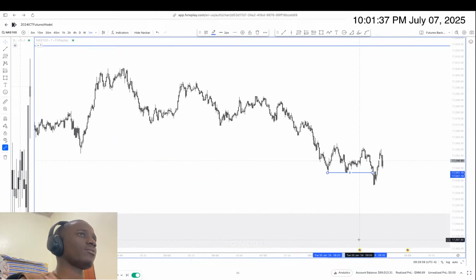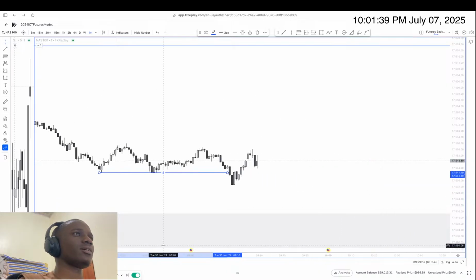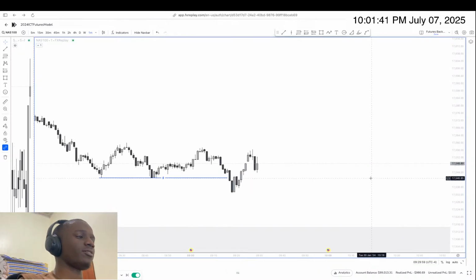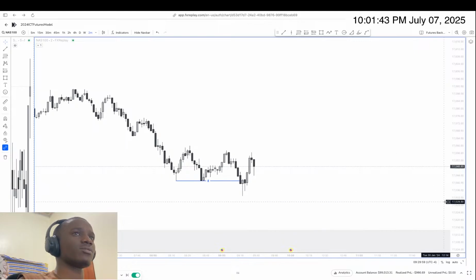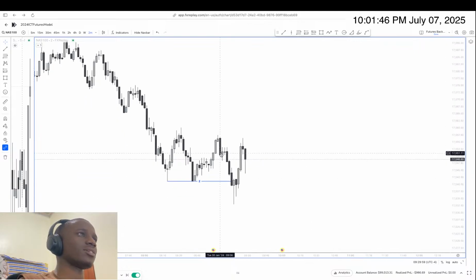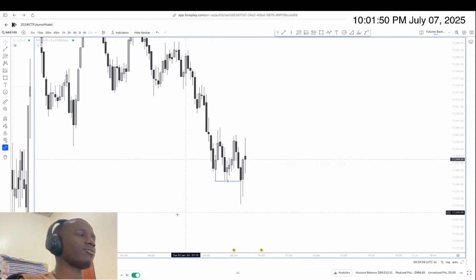And on the 1 minute, this is how it's looking. And looking on the 2 minute, how's it looking? So 2 minute also has the same thing. It has this manipulation move right here. So let's wait for the 5 minute.